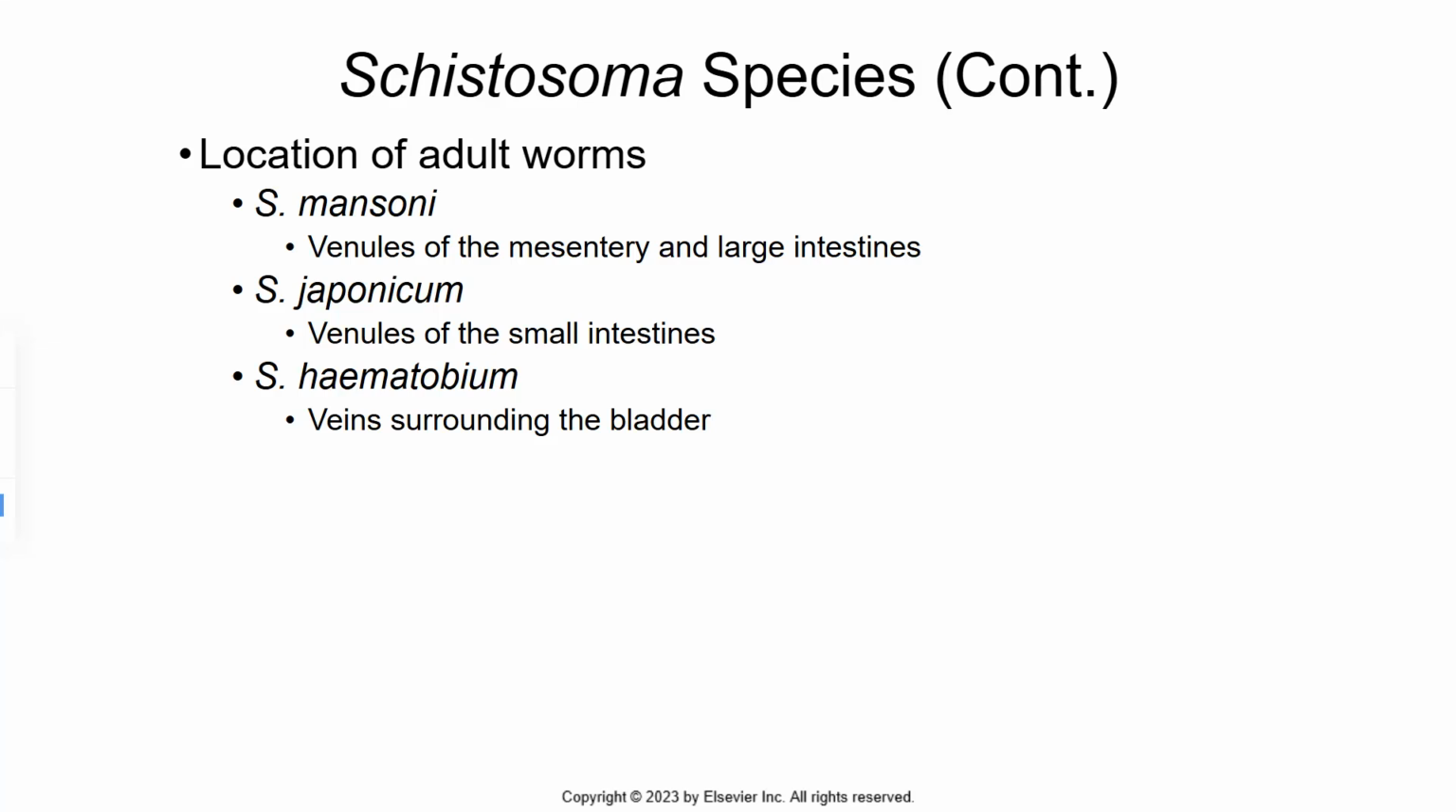As for location, Schistosoma mansoni would be found in the venules of the mesentery and large intestines. Schistosoma japonicum would be found in the venules of the small intestine. And Schistosoma haematobium would be in the veins surrounding the bladder.